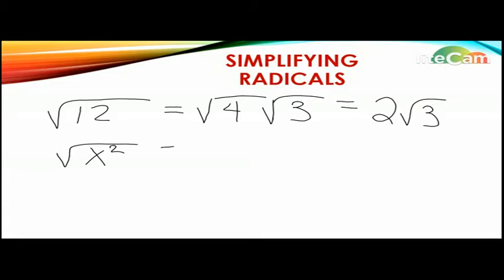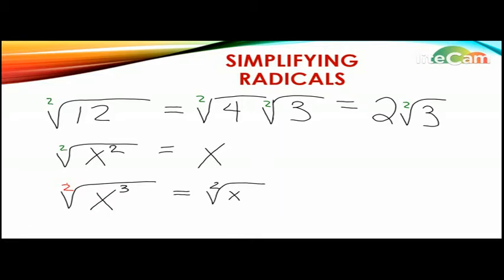Now, also we talked about that the square root of x squared is just going to be x. So for right now, we're going to make sure that we put the 2 in all the radicals, because we're going to be using cube roots and fourth roots. So we want to make sure that we specify what root we're talking about.